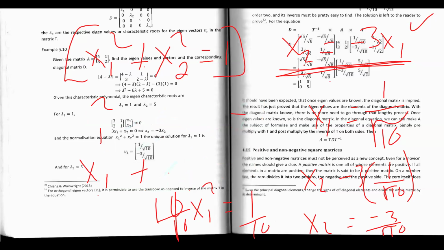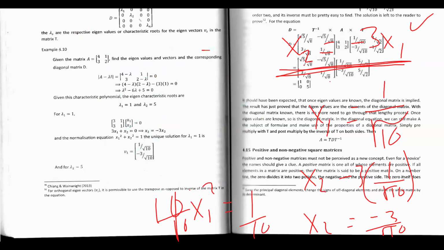Yes, sir. And those are the eigenvectors corresponding to eigenvalue 1. So they are 1 over root 10 and negative 3 over root 10. Then let's go and repeat the process now. We put 5, isn't it?